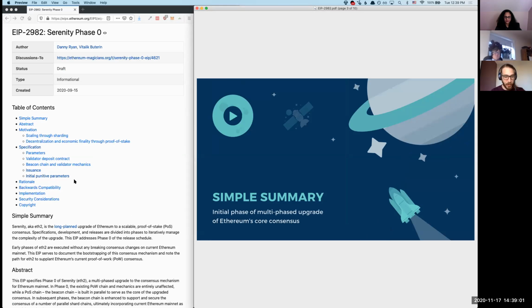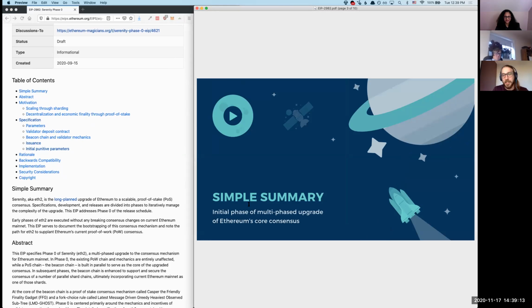There's a proposed structure. If you don't follow the proposed structure, the editors will probably say, why the hell didn't you follow the proposed structure, and make suggestions so that you follow it. So if you're writing an EIP, just follow the proposed structure. First of all is the simple summary.